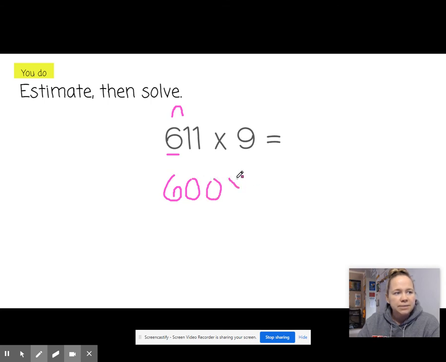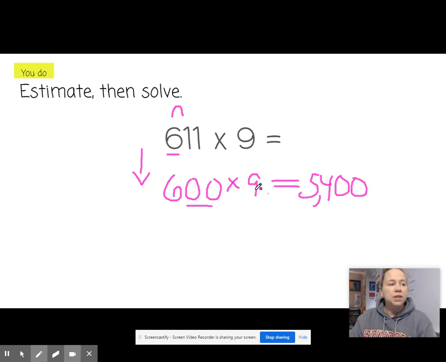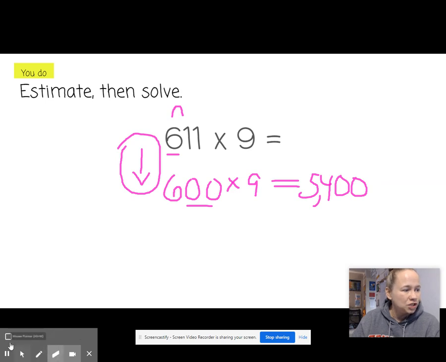So 600 times 9, and remember that I rounded down. That's important. 600 times 9, well, 6 times 9 is 54. But it was 600, so I need to put those placeholders so it's in the hundreds. So 5,400. Now, is this estimated answer greater than or less than what the actual answer would have been? You're right, it's less than because we rounded down. Great job, friends.